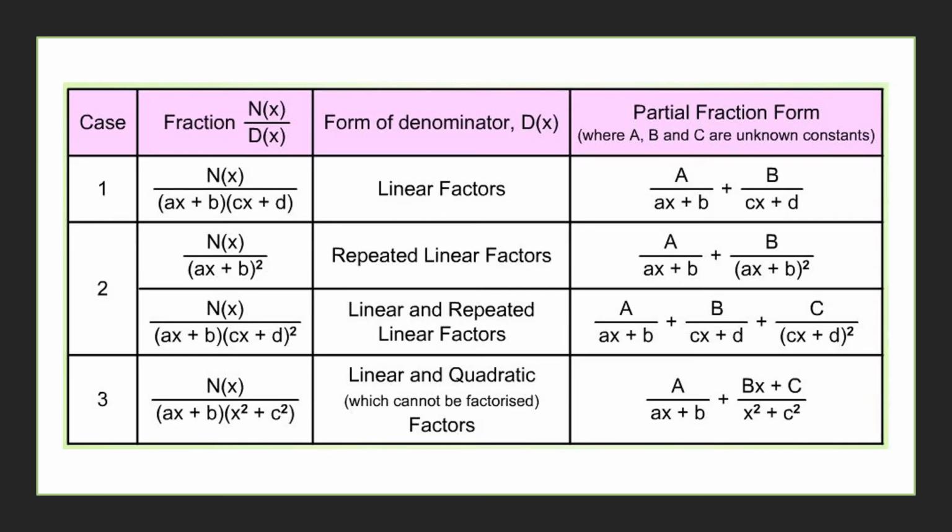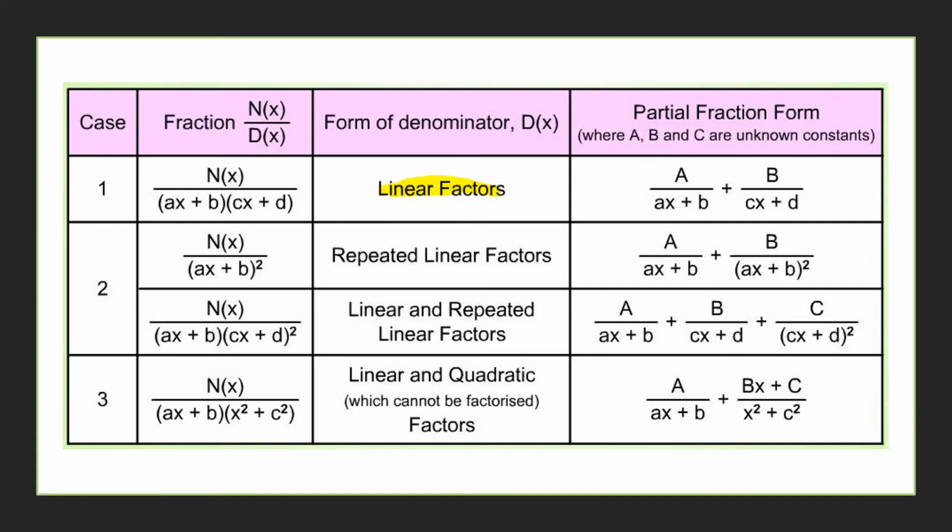All right, now we have different setups depending on what our factors are. If your factors are distinct linear factors, so they're different, right? Like x plus 2 and x plus 3, or 5x minus 7 and 2x plus 3, something like that. If they're distinct linear factors, you simply do A over the first factor plus B over the second factor.